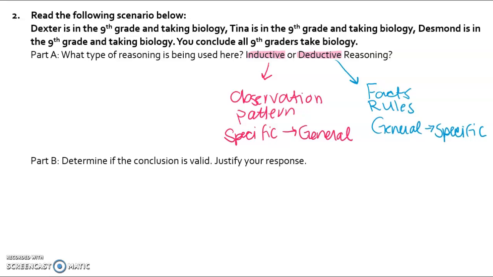If I look at this example, I see 3 different people in the 9th grade taking biology. This is an observation. This is a pattern I see, and it goes from 3 specific people to a general conclusion. So this would be an example of inductive reasoning.